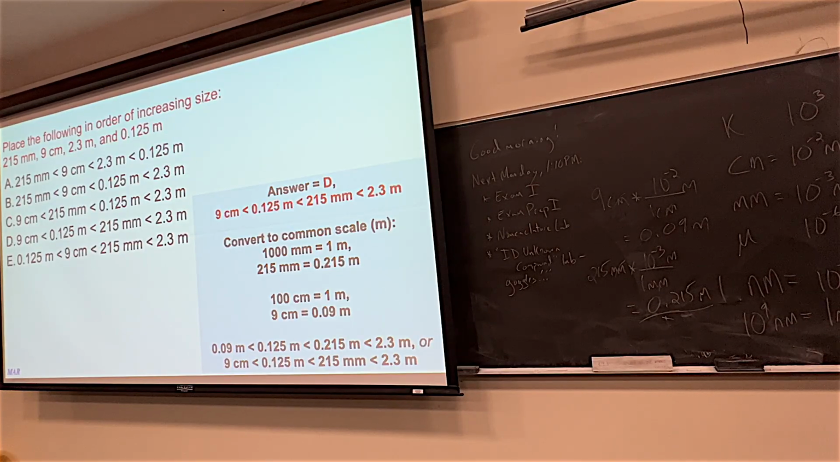Again, try to translate the ones into a common base, so that way you can compare them easily. And again, if somebody wants to use 1,000 millimeters per meter instead of 10 to the minus 3 meters per millimeter, that's totally fine. Questions?